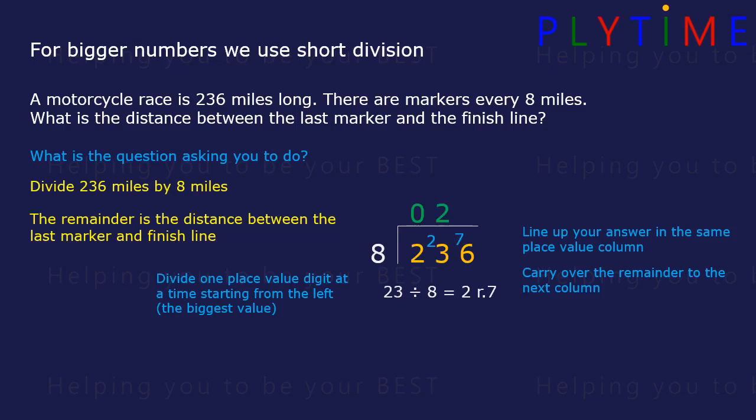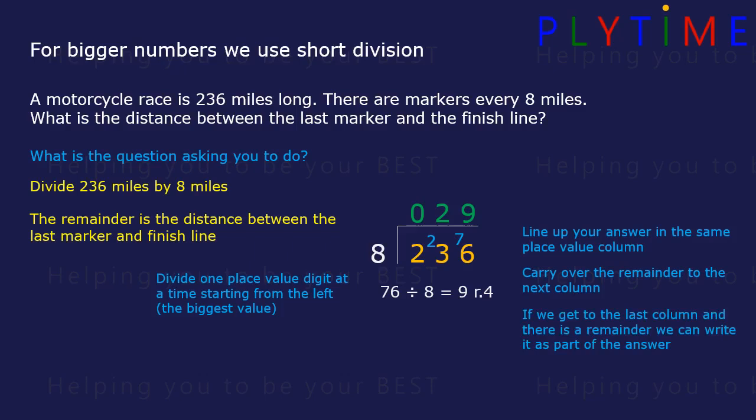Now 76 divided by 8 equals 9. 9 8s are 72, and we have a remainder of 4. If we get to the last column and there's a remainder, we can write it as part of the answer. So it's 29, remainder 4. The distance between the last marker and the finish line is 4 miles. Don't forget the units.